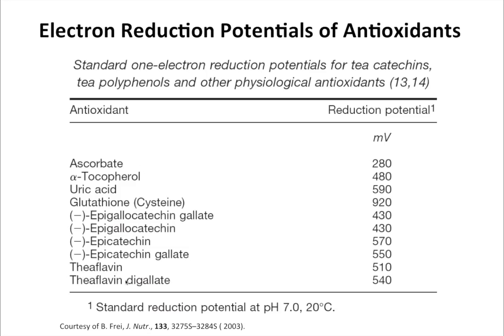Theaflavin and theaflavin digallate, these are actually from black tea. These are also really high in terms of their reduction potentials as well. So in general, the idea is that you could look at a chart like this and you could more or less have an idea of how strong of an antioxidant you were dealing with.